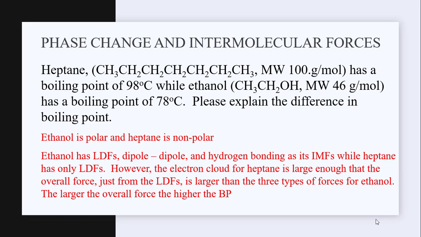However, the heptane has a much larger electron cloud than the ethanol. That larger electron cloud allows for a large induced dipole. That large induced dipole and the resultant London dispersion forces is greater than all of the intermolecular forces for ethanol, and therefore it has a higher boiling point. So you use intermolecular forces to explain the differences in those physical properties.